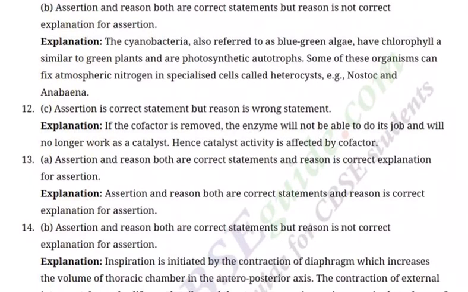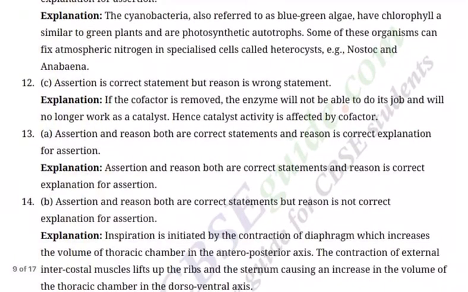So the explanation is, the cyanobacteria, also referred to as blue-green algae, have chlorophyll similar to green plants and are photosynthetic autotrophs. Some of these organisms can fix atmospheric nitrogen in specialized cells called heterocysts. Example, Nostoc and Anabaena, blue-green algae.